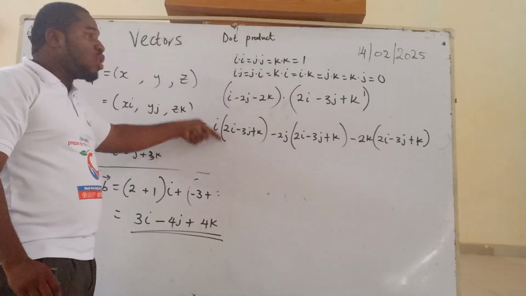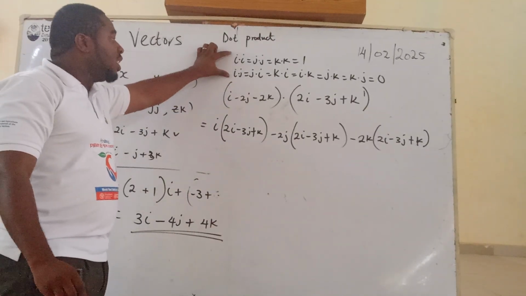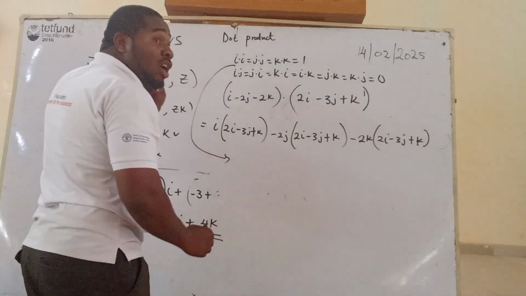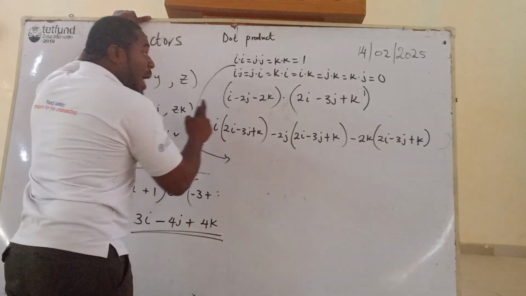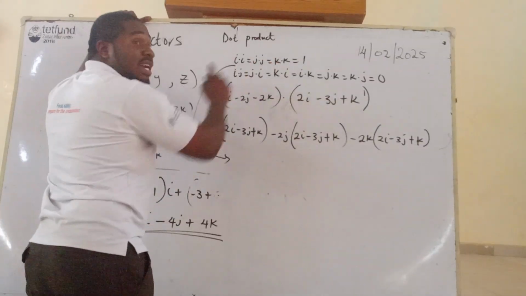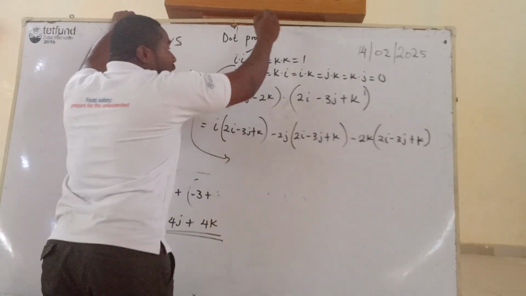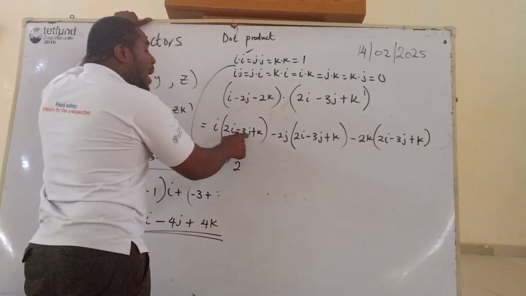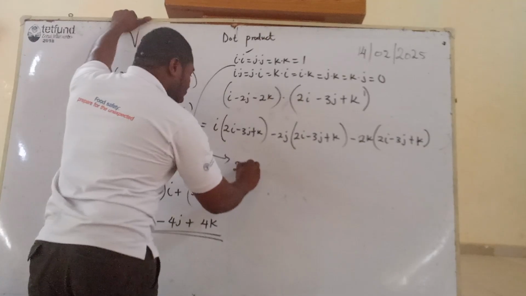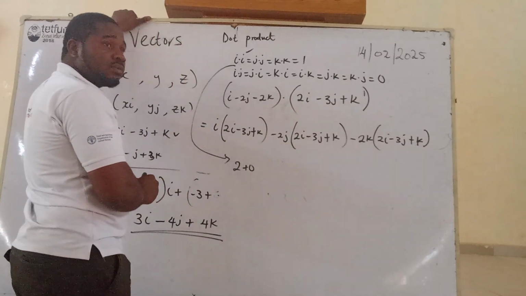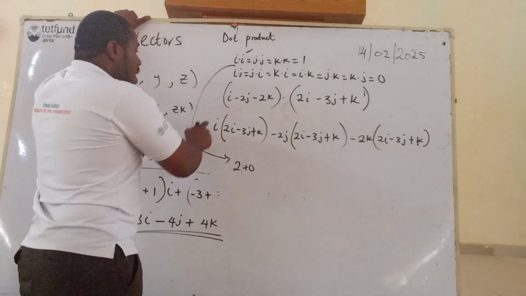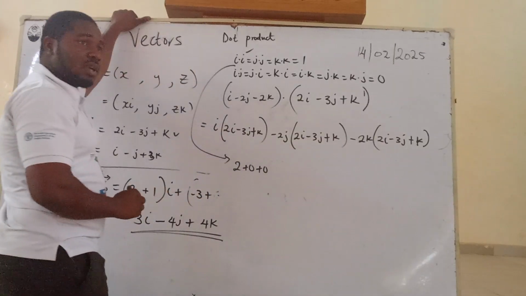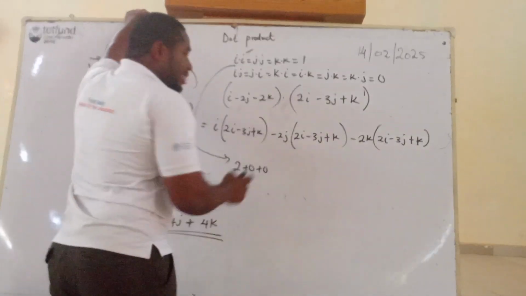Now, you should recall this rule, please. Anytime you want to solve a dot product, always put this rule down. I know that i multiplied by i is 1, so I have 2. i multiplied by j is 0, so plus 0. i multiplied by k is 0. Are we together?